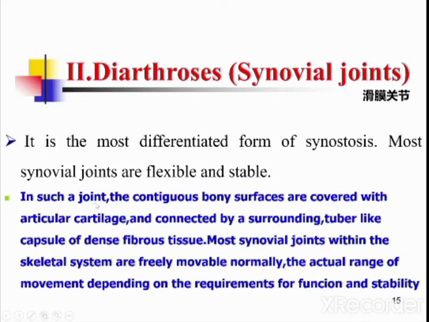In such a joint, the contiguous bony surfaces are covered with articular cartilage and connected by a surrounding tube-like capsule of dense fibrous tissue. Most synovial joints within the skeletal system are freely movable normally. The actual range of movement depends on the requirements for function and stability.